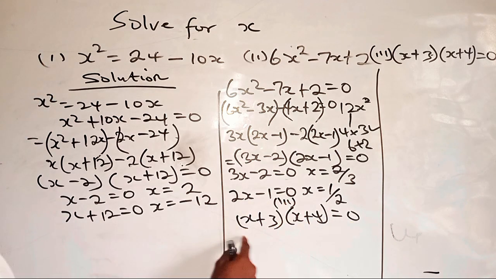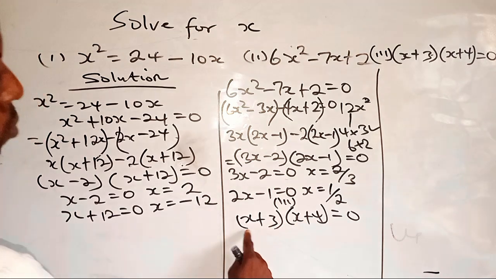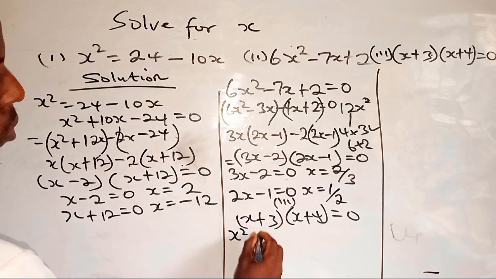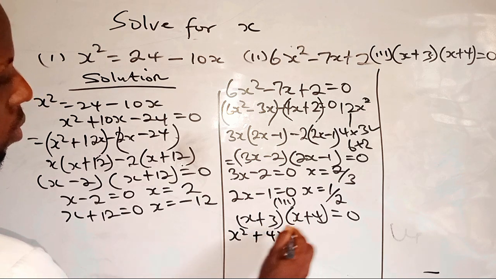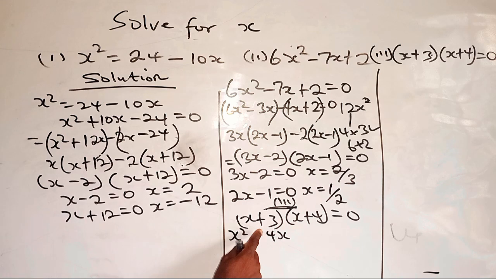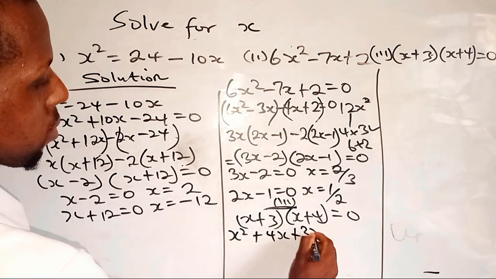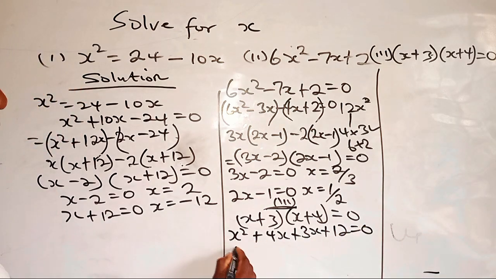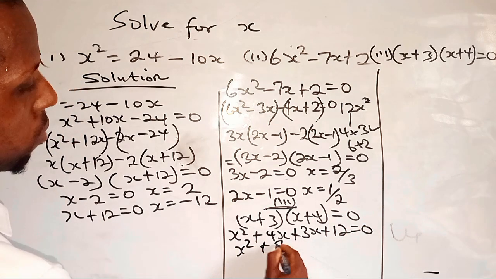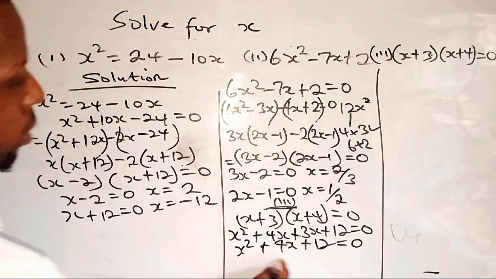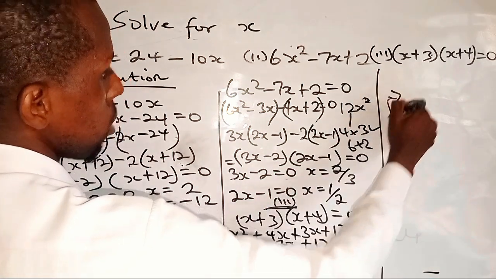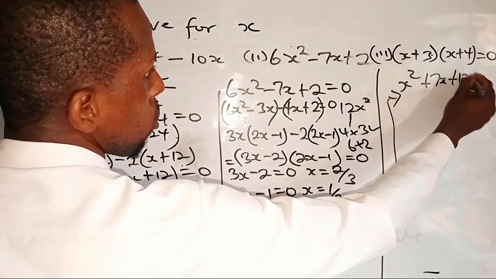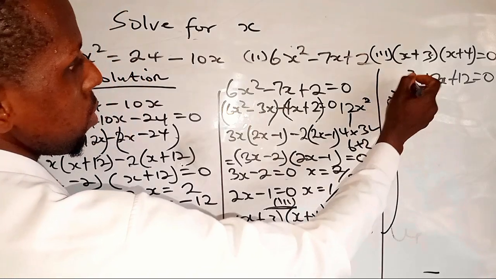The third solution. I want to solve this, so the first thing I do is to expand this. I have x times x to be x squared, plus x times 4 to be 4x, plus 3 times x to be 3x, plus 3 times 4 to be 12 equals 0. From here, I have x squared plus 4x plus 3x is 7x, plus 12 equals 0. So x squared plus 7x plus 12 equals 0. I have to factorize this.